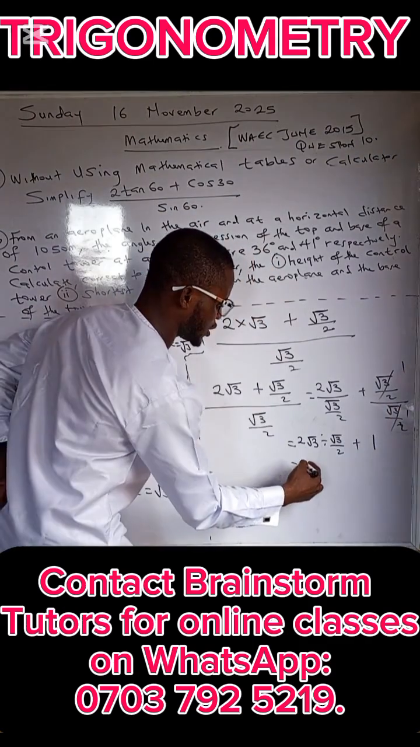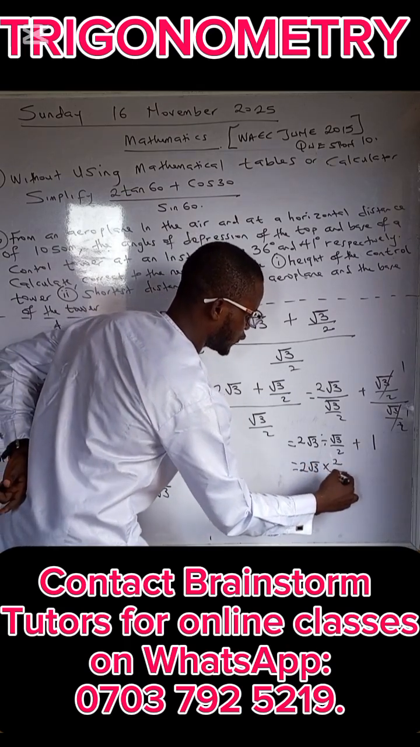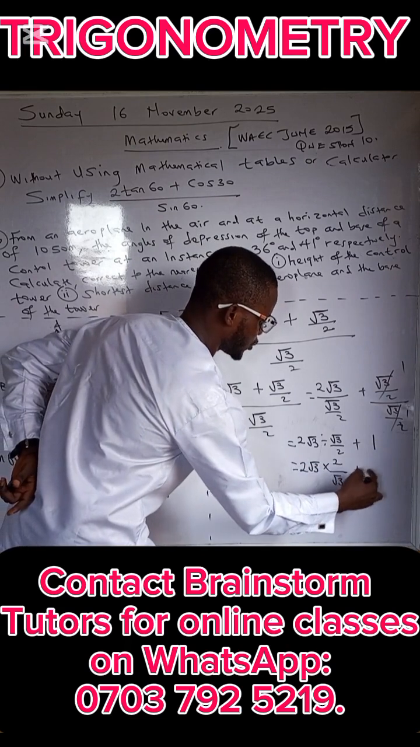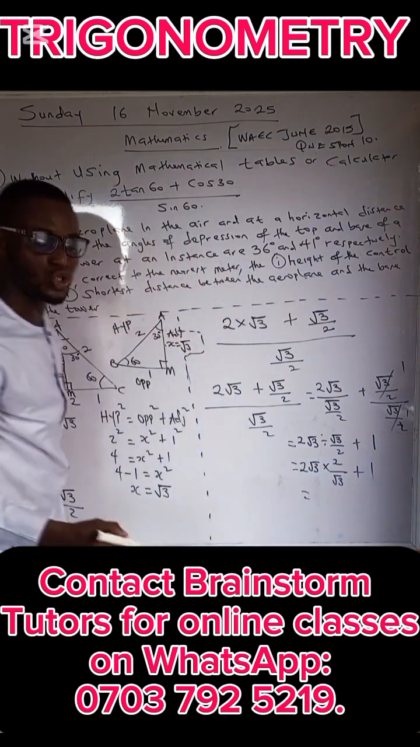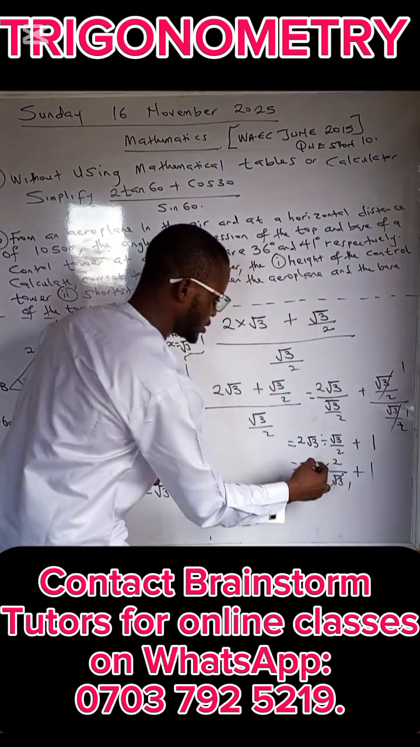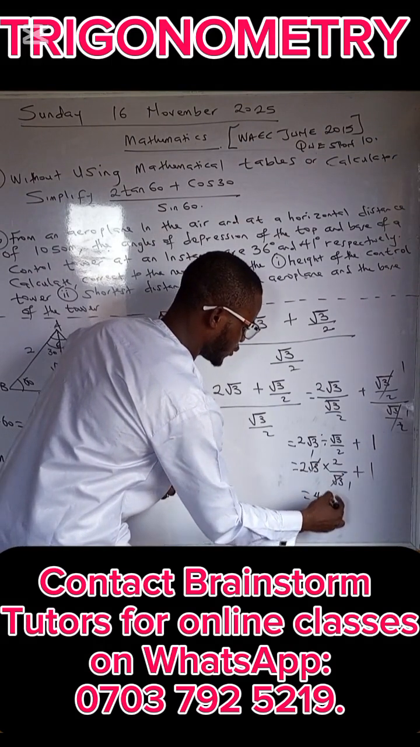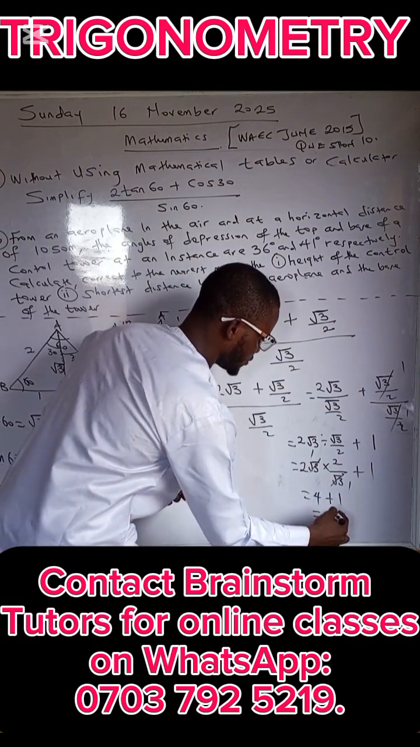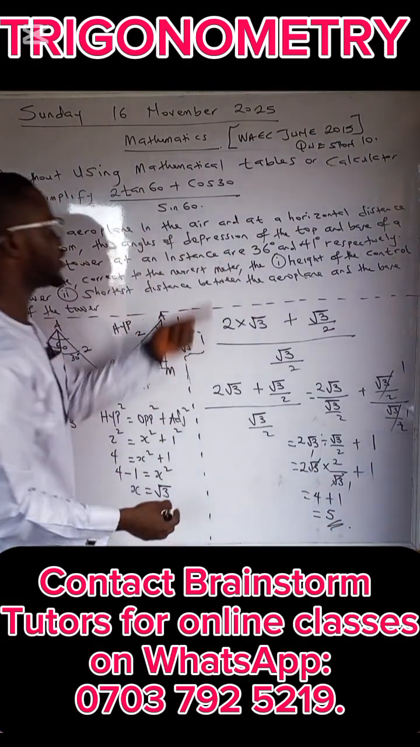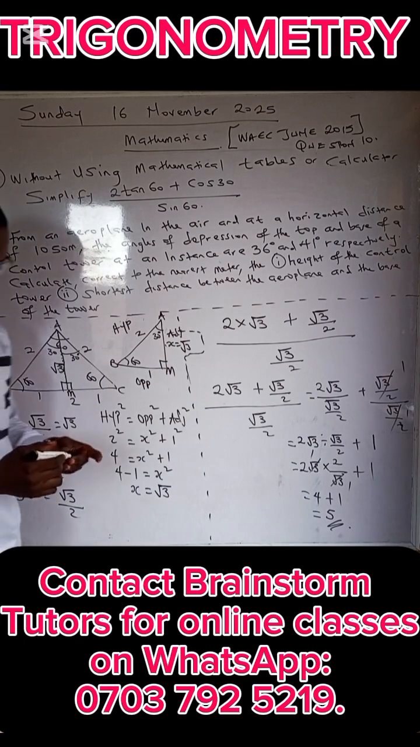So I'm now going to say 2 root 3 times 2 over root 3, plus 1. Root 3 cancels root 3. What do I have left? 2 times 2, which gives me 4, plus 1. And 4 plus 1 gives me 5. So the end of this simplification is just 5. As simple as that. So we now move on to the next one.